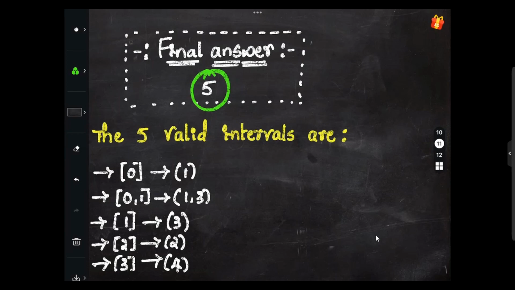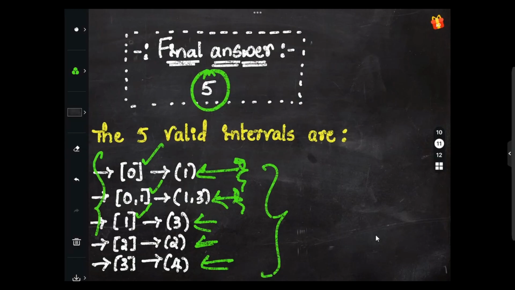So the 5 valid intervals here are 1, 1 comma 3 for 0 comma 1. This one for 0, 1. For 1 it is 3, from 2 it is 2, and from 3 it is 4. You don't have to worry about it. We have gone step by step, right?